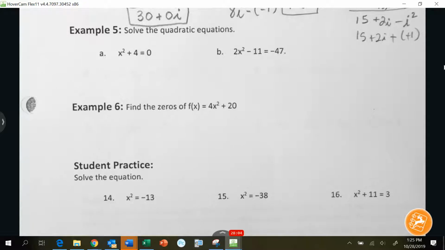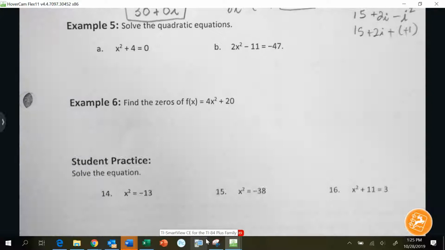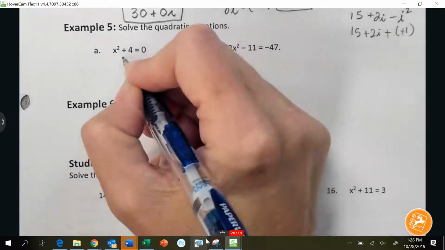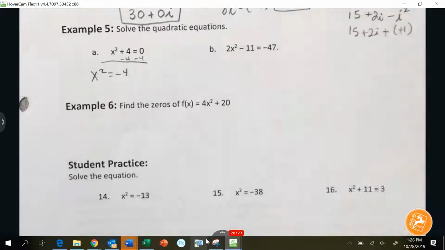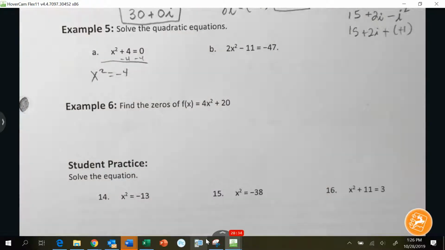All right, example 5, almost done. Look, we're almost done. This is the last page, almost done. How do we solve this? Take away 4. x squared equals negative 4. How do I solve this? Okay, but there's this rule that your teacher talked about last time. No, that's not the rule, because that is true, but that I did talk about. However, that's not the rule anymore. We can do it now.